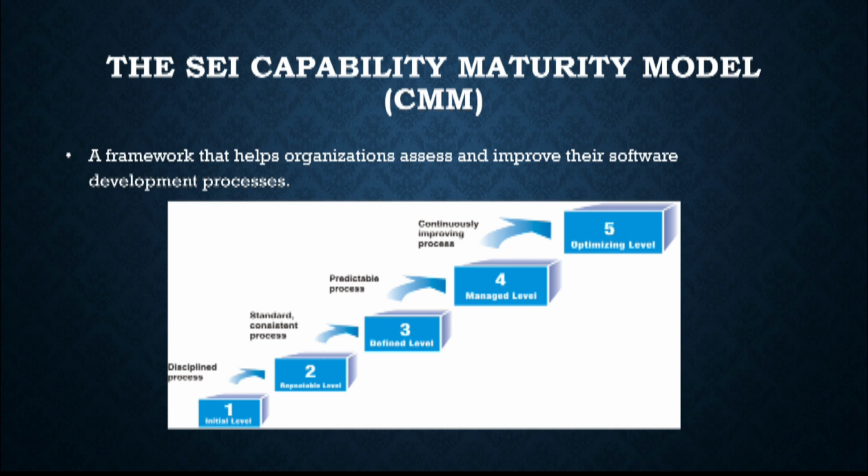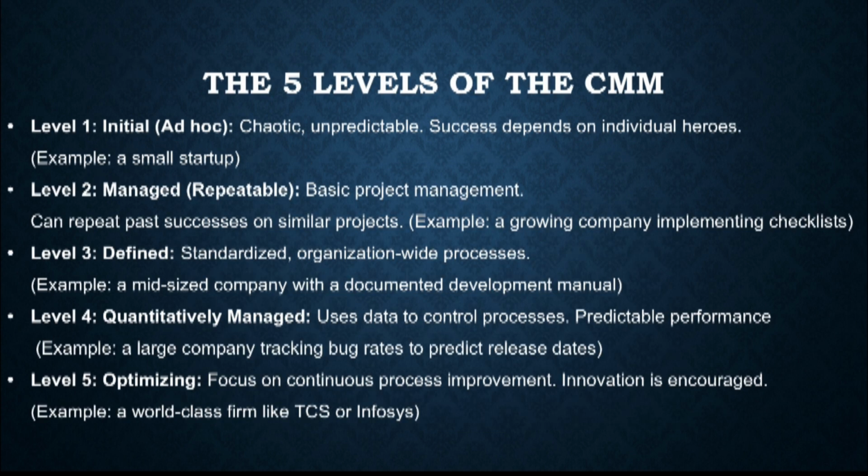The model defines 5 distinct maturity levels. Each level represents a higher degree of process discipline, consistency, and control. Think of it like learning a sport. You don't become a professional athlete overnight. You start with basic skills and gradually move up to advanced techniques. The CMM works the same way for software teams. In the next slide, we will go through each of the levels. Let's walk through the 5 levels.